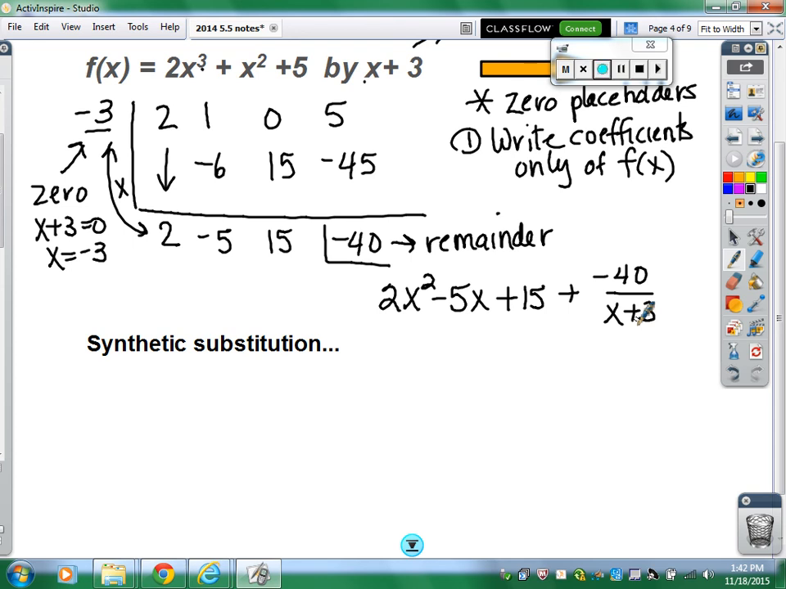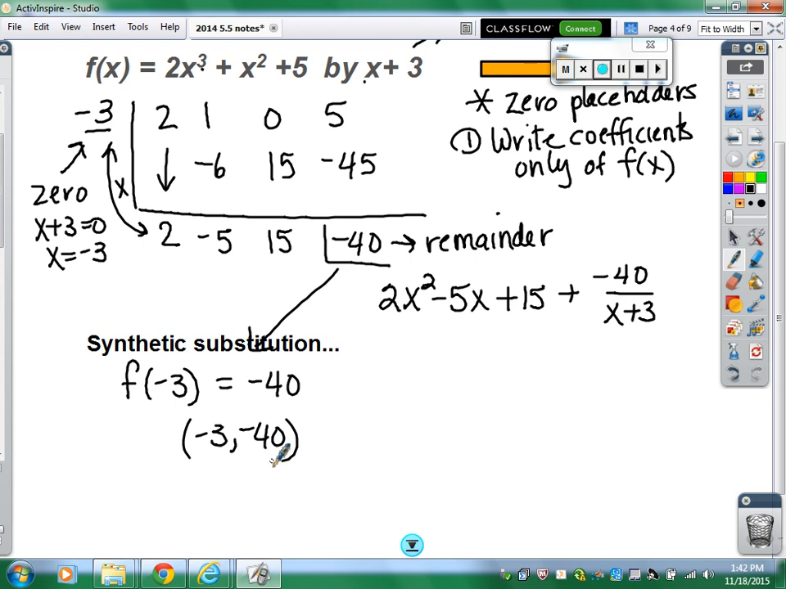All right, synthetic substitution, we can also use this if I wanted to evaluate f of negative 3. Whatever my remainder is going to be is my answer. So instead of plugging negative 3 into this original polynomial, I can use synthetic, and so f of negative 3 is going to equal negative 40. So a point on this polynomial is going to be negative 3, negative 40. So here again, instead of having to cube it, my numbers are staying smaller. So synthetic substitution, like I said, gives you a shortcut method to do two different things: division and then substitution.